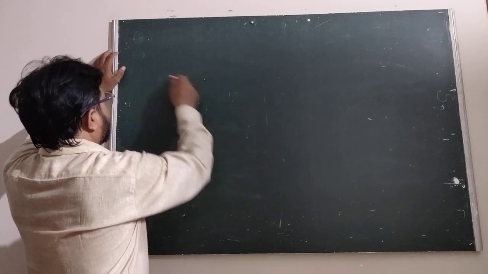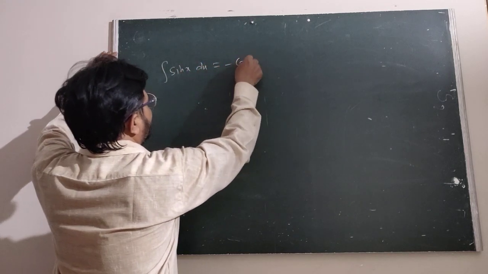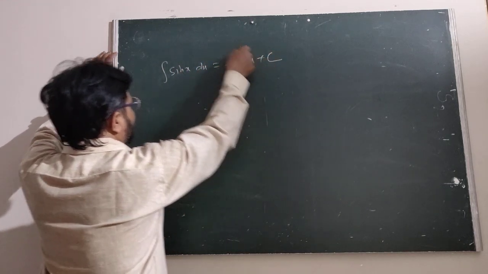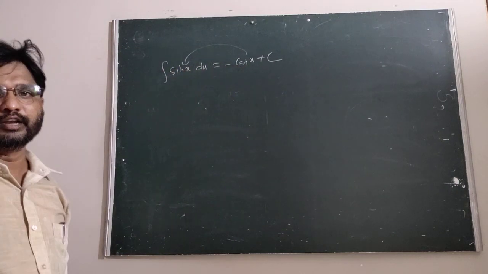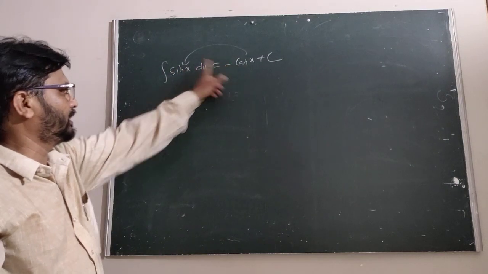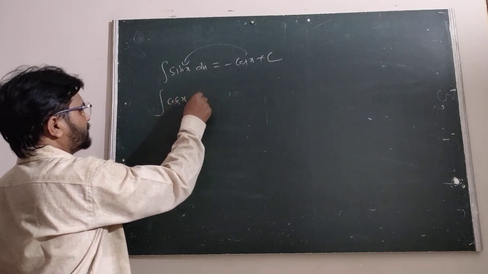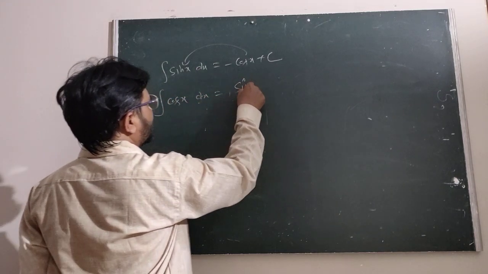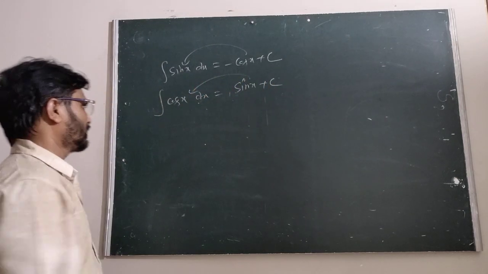Further, you can write the integral of sin x dx, that is minus cos x plus c. The derivative of cos x is minus sin x, so minus of minus gives plus. After that, the integral of cos x dx is sin x plus c, because the derivative of sin x is cos x.